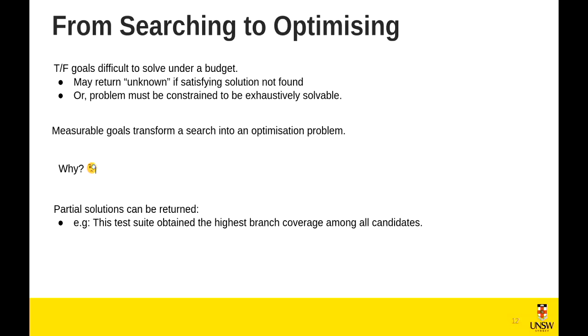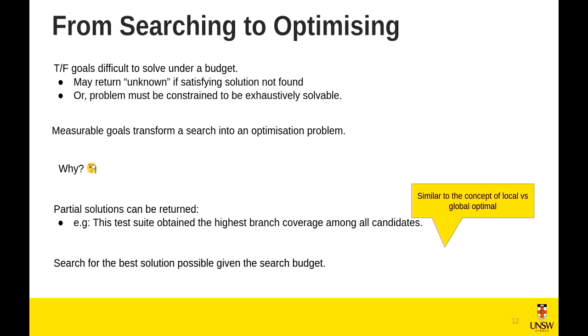So optimization is like getting the best value within a certain area or with some constraints. So we are searching for the best solution possible given the search budget. And this is similar to the concept of local optimal and global optimal. Instead of searching for the global best, we can search for the local best with the constraints we have. So this is how we can think about the testing problem as an optimization problem. We can convert the problem from a searching problem to an optimization problem.